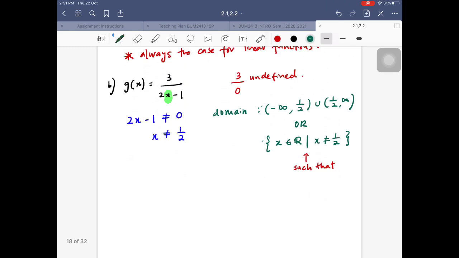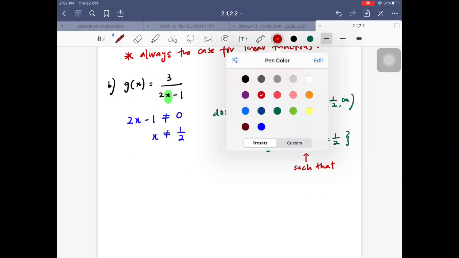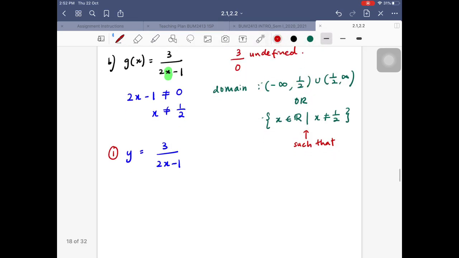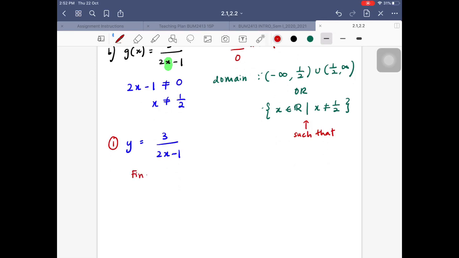So the first step is I'm going to let y equal 3 over 2x minus 1. So this is going to be the first step. Okay, and then I'm going to find x. So how do we find x? I'm going to manipulate the function. So I'm going to have that 2x minus 1 is going to equal 3 over y. So x is going to equal 3 over y minus 1 over 2. Sorry, it's going to be plus 1 over 2.